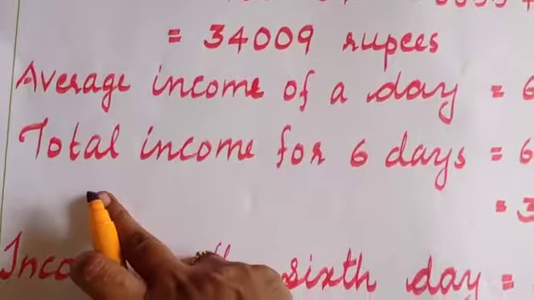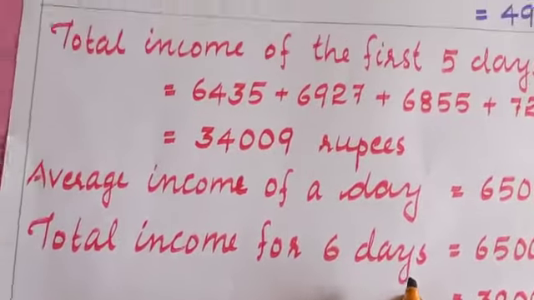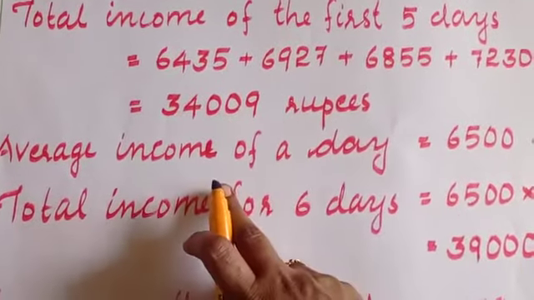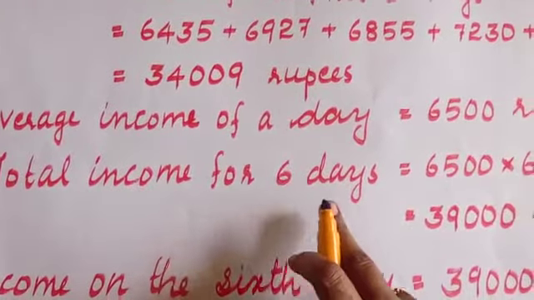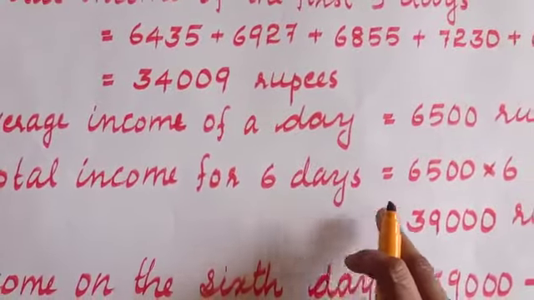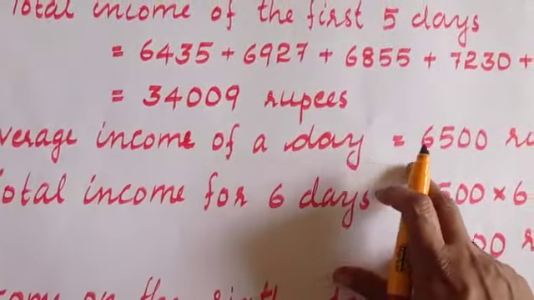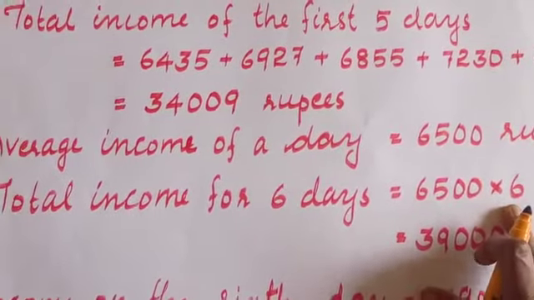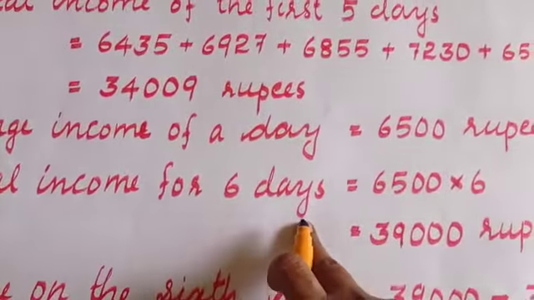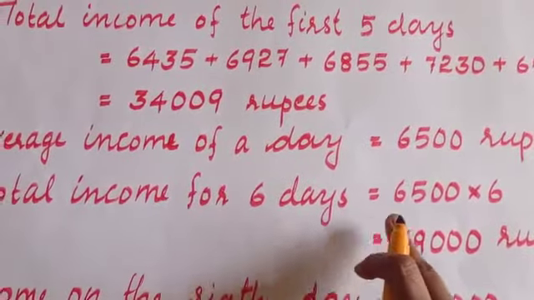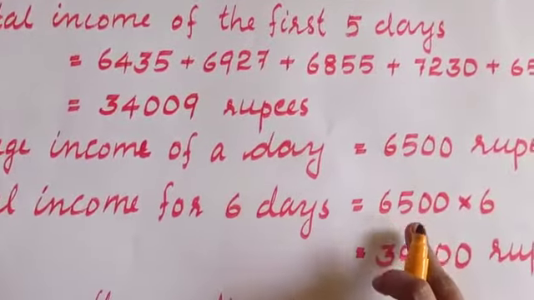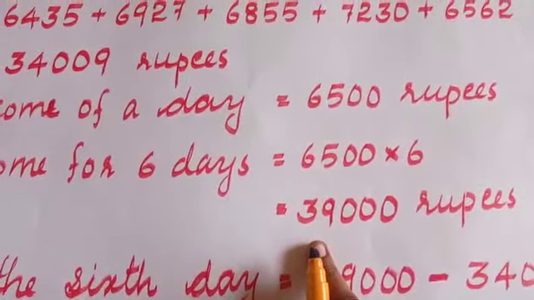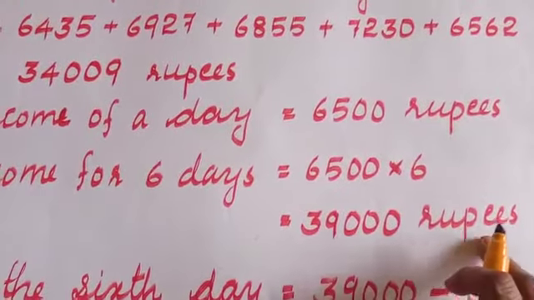How can we calculate total income for 6 days? Here we know the total income for 5 days and the average. Then total income for 6 days can be calculated by multiplying the average in 6 days, that is 6,500, into the number of days, 6. Then total income is 39,000 rupees.